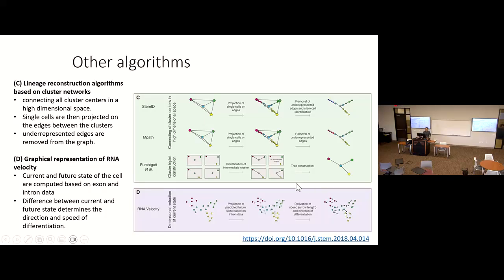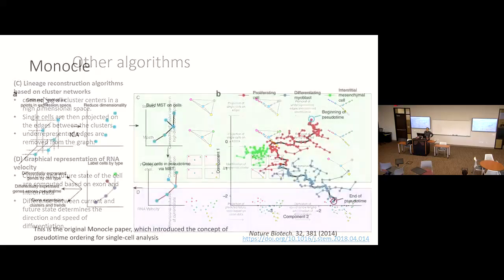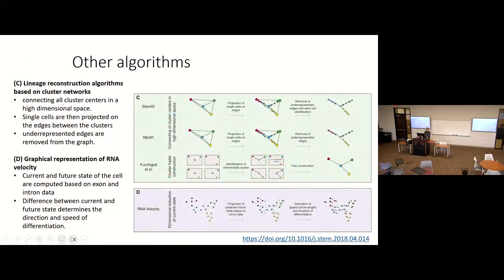There are other algorithms. This one is based on a cluster network, connecting cluster centers, or cluster triplets correction. But anyway, people from data science try to use all different kinds of methods they have, and have developed many of these trajectory building methods.